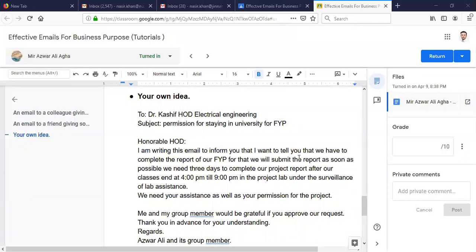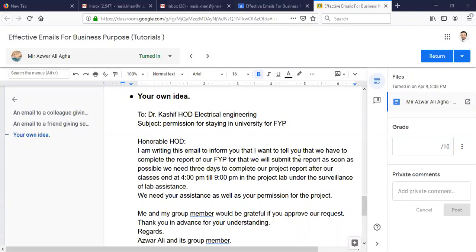Let's have some sample writing here to give feedback and learn from it. Let's see what we have here. Now, this email is written to the head of the department, where someone is trying to take permission to stay at university for late hours to complete their final year project.